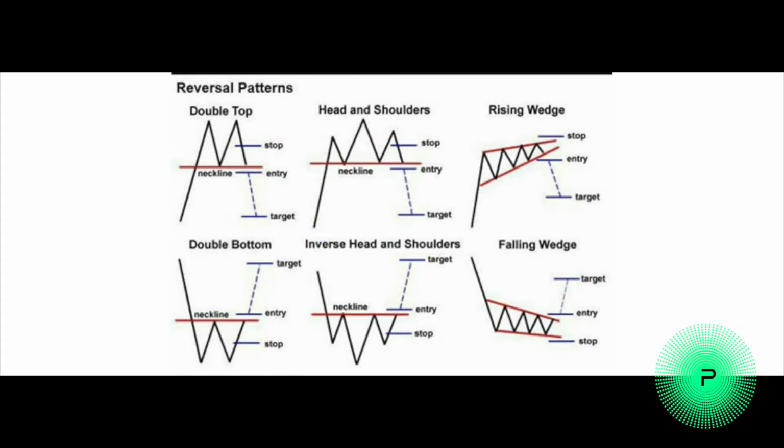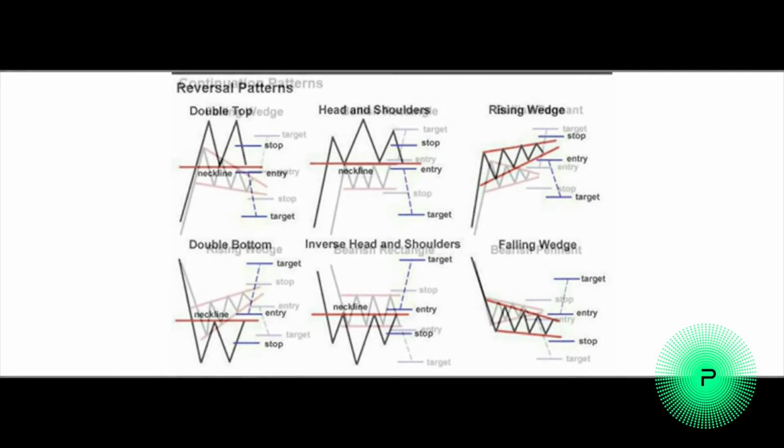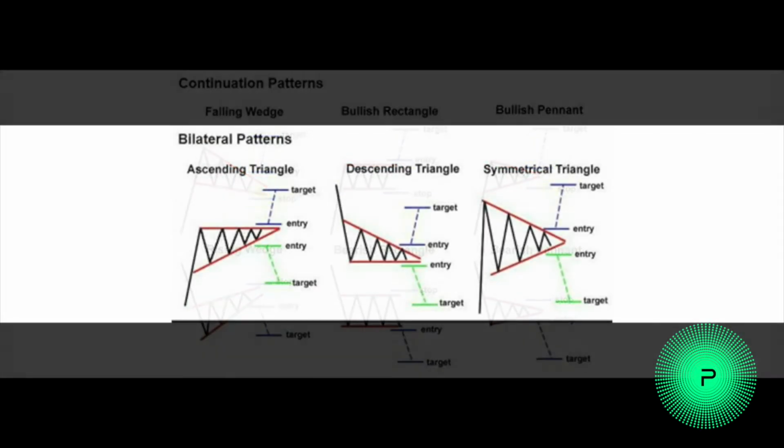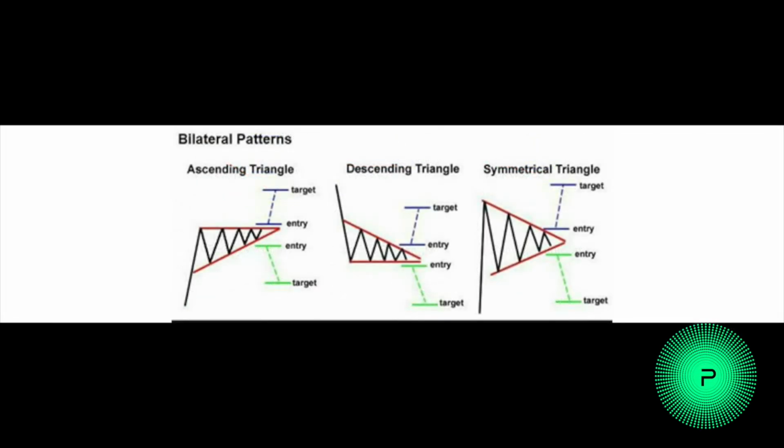Reversal patterns. These are head and shoulders, inverse H&S, cup and handle, double top and bottom, rising and falling wedge. The next one is continuation patterns, which is pennants, rectangles, flags, rising and falling wedge. And the final one is bilateral patterns, which is symmetrical triangles, ascending or descending triangle.